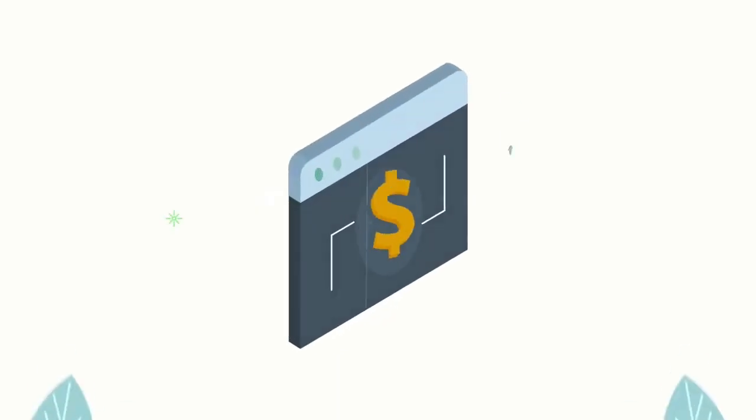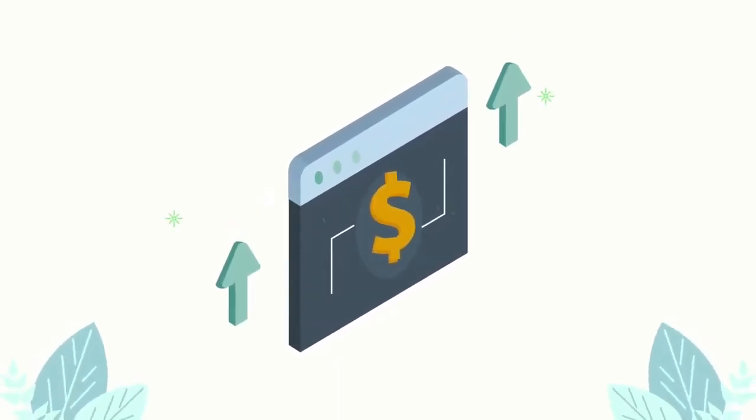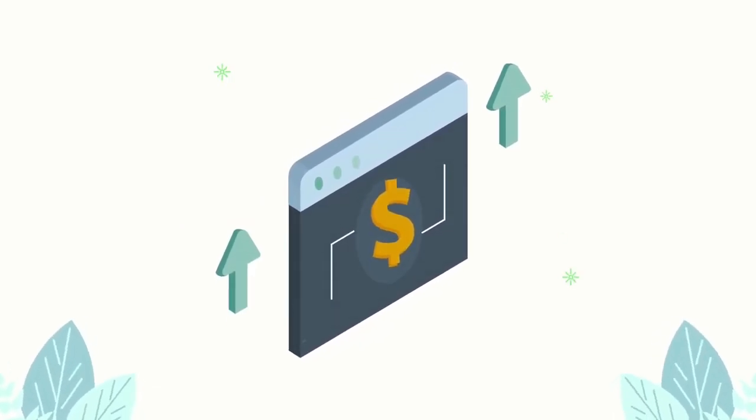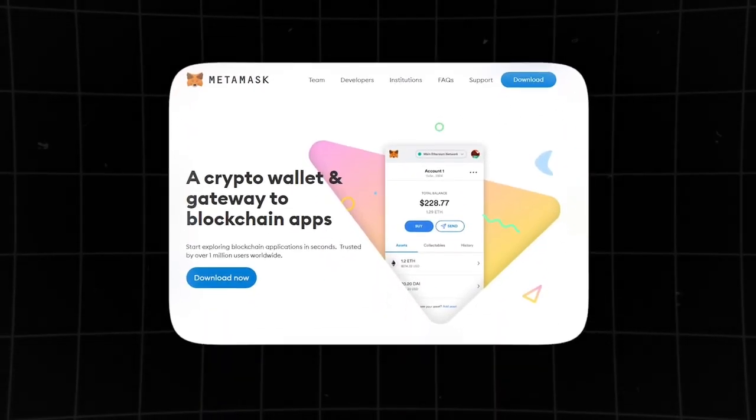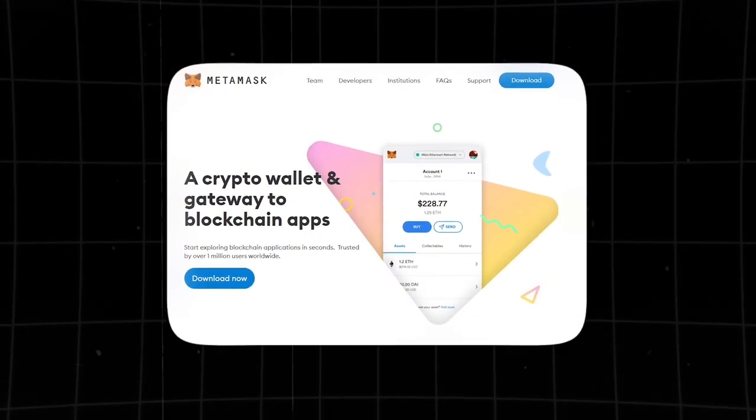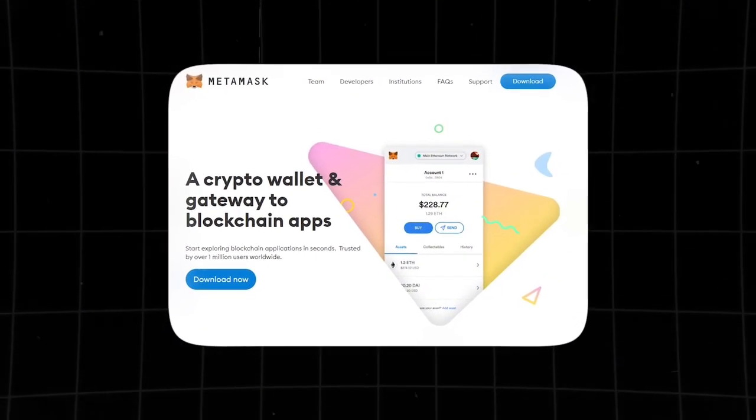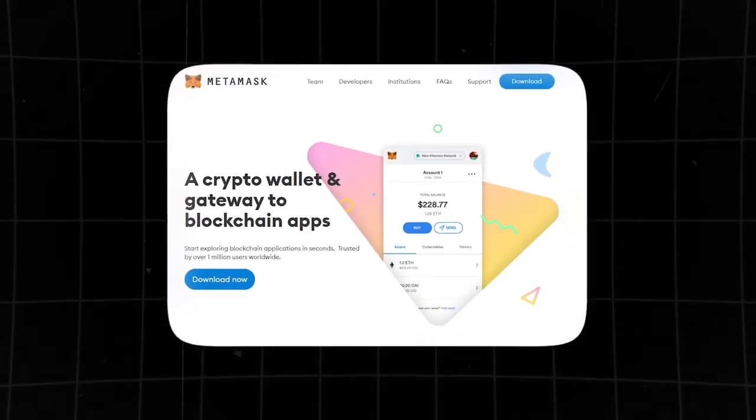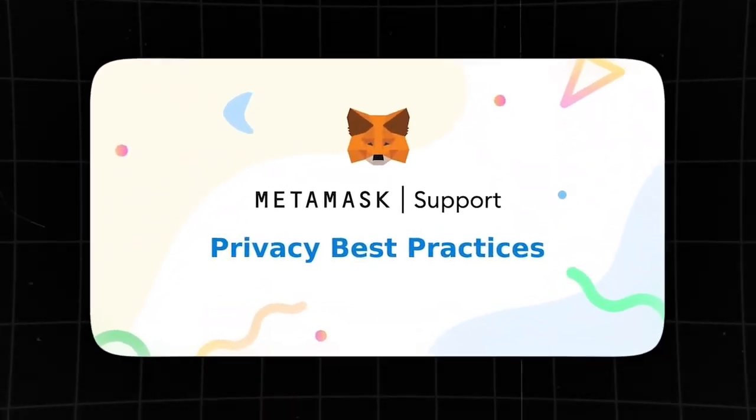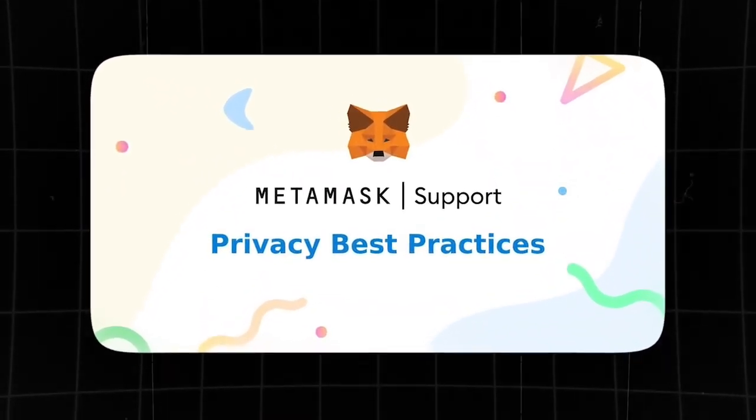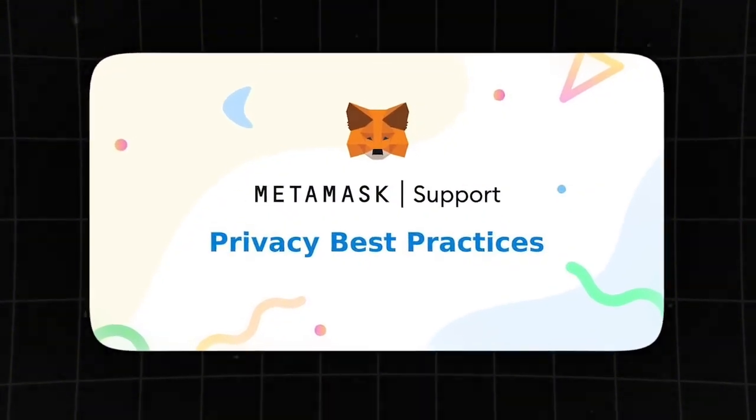For added security, consider hardware wallets like Ledger or Trezor, which store your keys offline and make your assets less vulnerable to online hacks. Connecting your wallet to DeFi platforms. Once MetaMask is set up, you can connect it to DeFi platforms. Simply click Connect Wallet on your chosen platform, and MetaMask will prompt you to confirm. Approving this connection lets the platform interact with your wallet address, but not with your private keys.